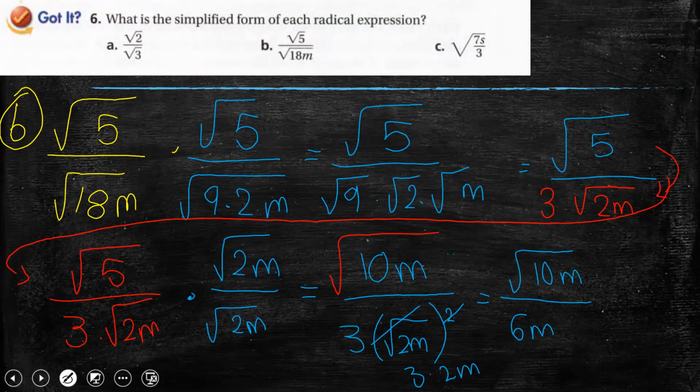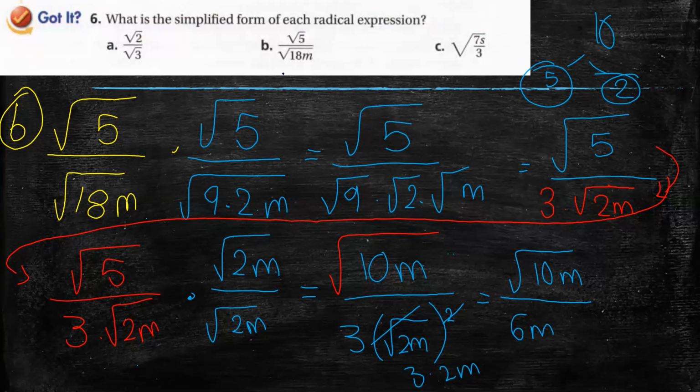Now, can I stop at square root of 10? Yes, because it is a composite of prime numbers. If you factorize 10, you get 5 and 2, and both of them are prime numbers, so I have to stop here. This is now the way we can simplify this radical expression. Is it clear? Yes, miss. Yes, teacher.